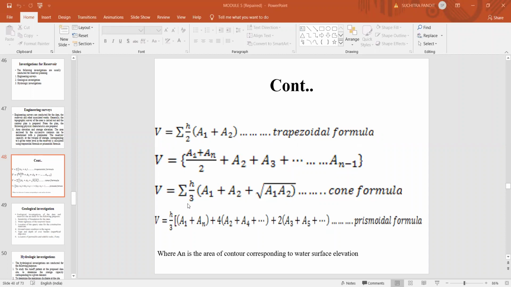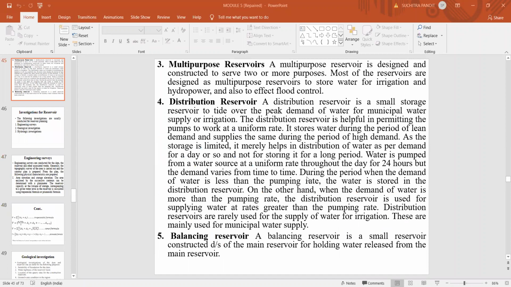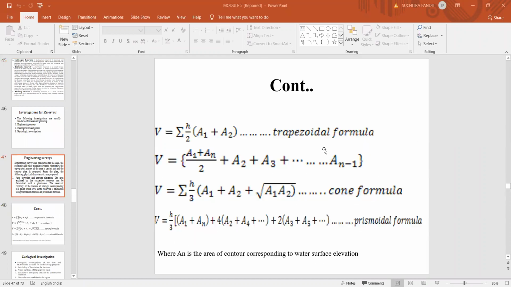We also have one more formula, known as the cone formula. It is of the form V equals h by 3 (a1 plus a2 plus square root of a1 a2). These are the two equations by which we can calculate the volume of water that can be stored on the upstream side of a reservoir. So this data we get from the first survey, that is the engineering survey.